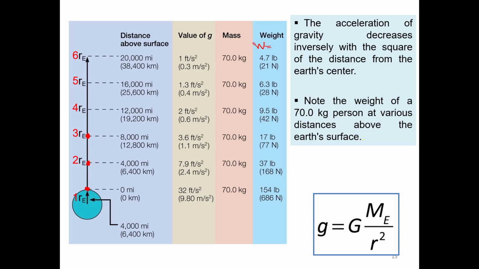G value, it depends on the acceleration of gravity. If the G value changes, then the weight is going to change also. And this is why the mass is constant. However, the weight changes, because the G value also changes.